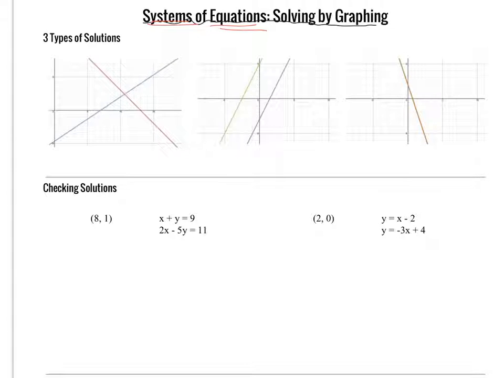So here on this first example, we've got a system of equations. You can see that there's two graphs. And look at the two graphs. How many times do they intersect? You can see they intersect once. So this is when you would have one solution.